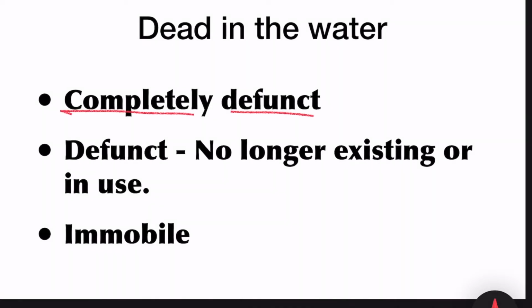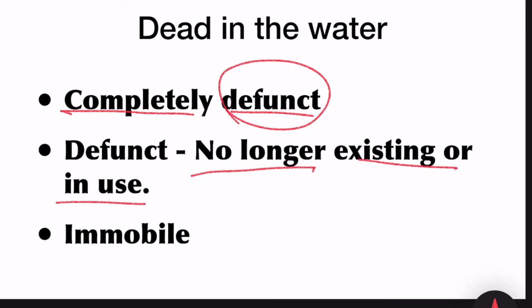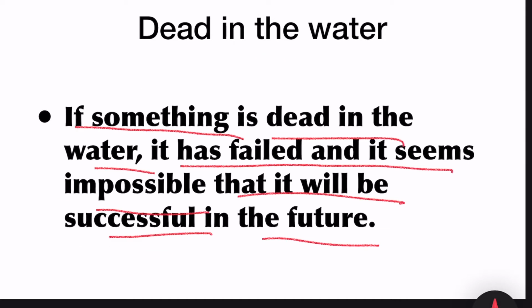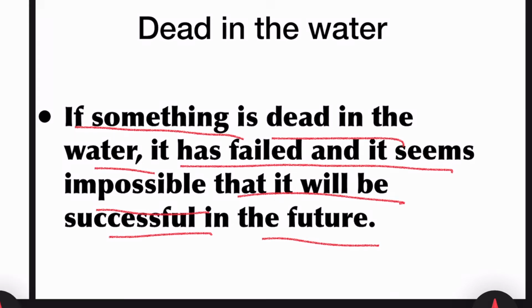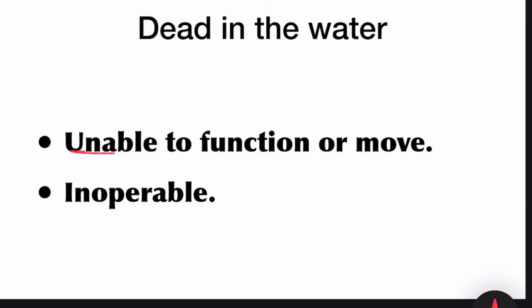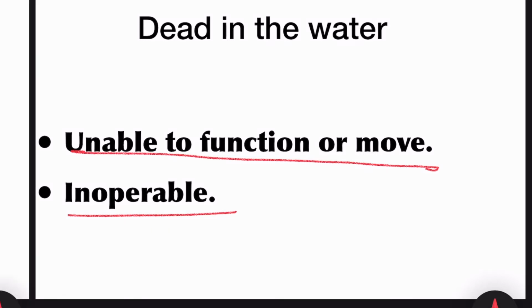Completely defunct. Defunct means no longer existing or in use. Immobile. So, if something is no longer existing or immobile, you can say that it is dead in the water. You can otherwise say unable to function or move, or inoperable. You cannot operate the project. You are unable to function.